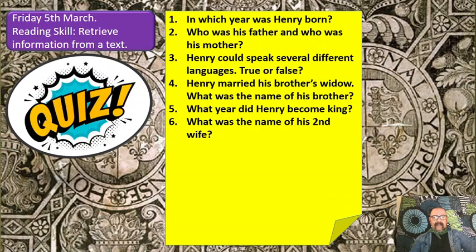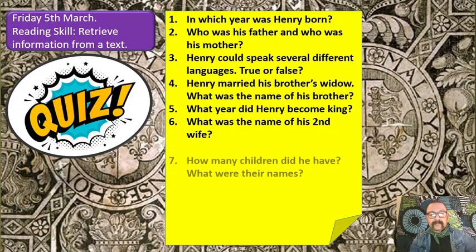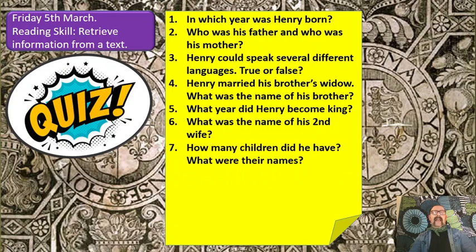Question number 6. What was the name of his second wife? She was the one that was very good at Skittles. Question number 7. How many children did he have? What were their names? So there's 2 parts to that question. How many children did he have, and what were their names?